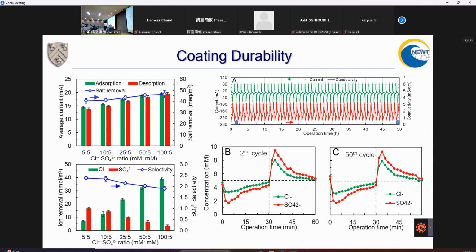The coatings can actually last pretty long and also serve as good protection for the electrode because we have the ion exchange function as well. So you can see here, we are able to run a very large number of cycles and still see very reproducible performance over time. The selectivity doesn't drop significantly. Well, it does drop to some degree, but not too much when you increase the chloride to sulfate concentration ratio, similar to what we have seen with calcium as well.